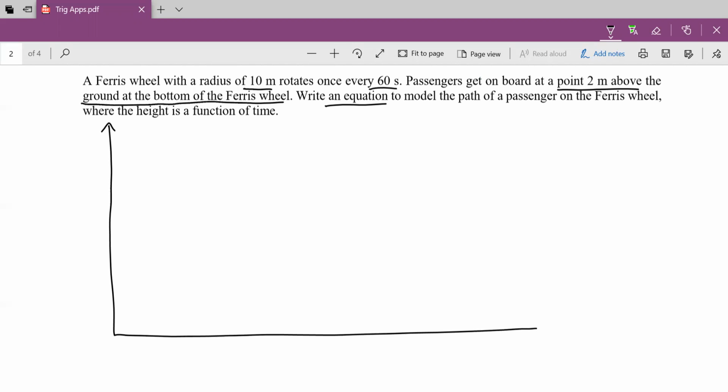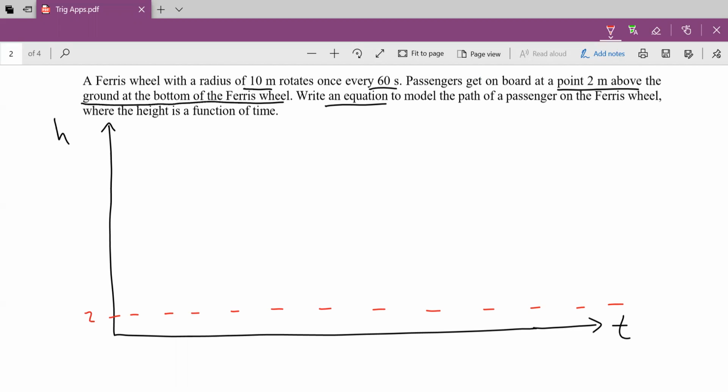Now, if I don't have a grid, I'm going to do this. This is time. This is height with respect to time, right? And then all I need to do is go through the info and see what it says. Well, we get on 2 meters above ground. So that's our minimum. I'm just going to draw a dotted line here just so I know where I'm drawing my minimum values. Then what it tells me is my radius is 10 meters.